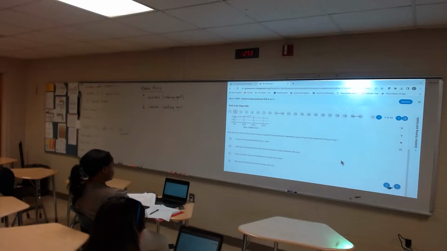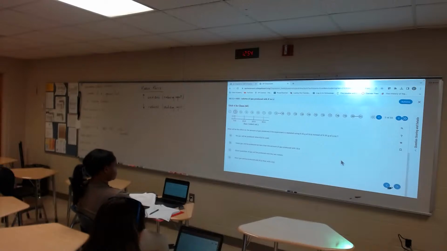Yeah, here we go. So what will be the effect on the amount of gas produced in the experiment if the experiment is repeated using 0.35 grams of potassium instead of 0.35 grams of lithium?